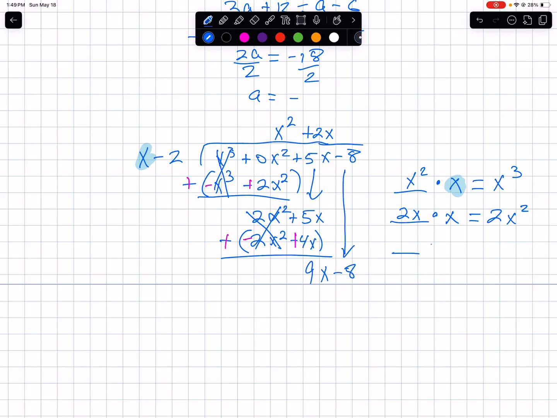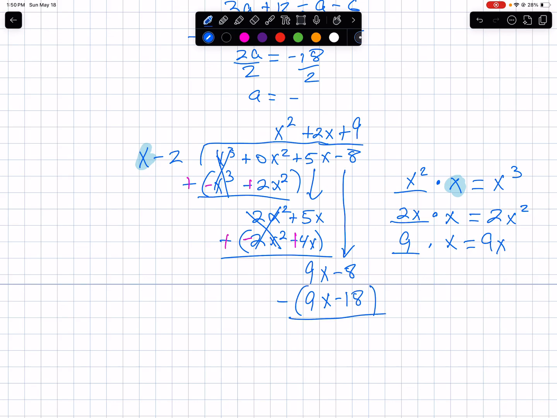Over here I say what times x equals 9x. So what goes in the blank? 9. So plus 9. And then we go 9 times x, we get 9x right there. And then we go 9 times negative 2, you get negative 18 right there. So this one has a remainder.